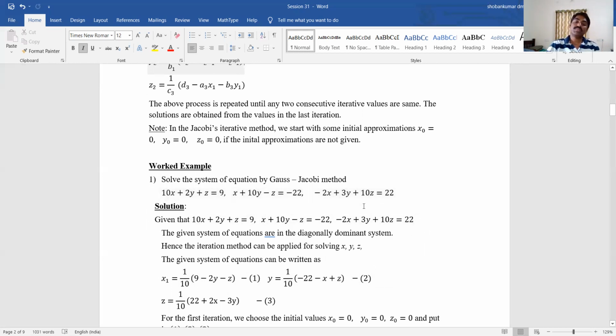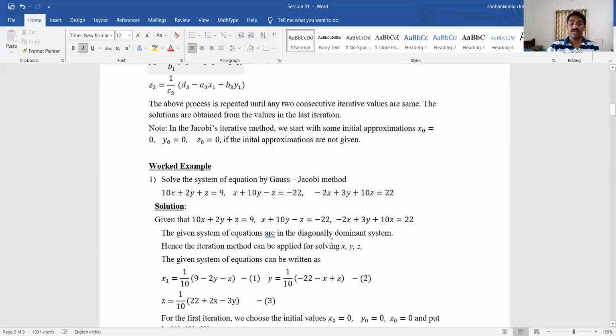Here, the given system is diagonally dominant because in the system of equations, in the first equation, the coefficient of x, which is +10, is numerically larger than the other two coefficients. In the second equation, the coefficient of y, also 10, is numerically larger than the other coefficients. In the third equation, the coefficient of z, also +10, is numerically larger than the other coefficients. That means all the diagonal coefficients are numerically larger than the other coefficients. Therefore, the given system is diagonally dominant.